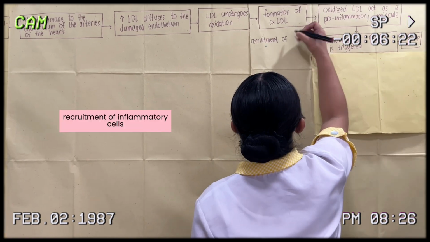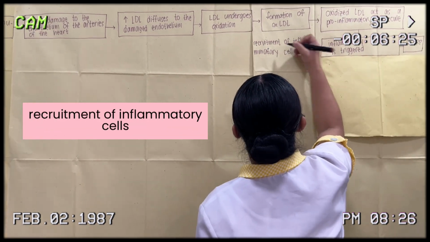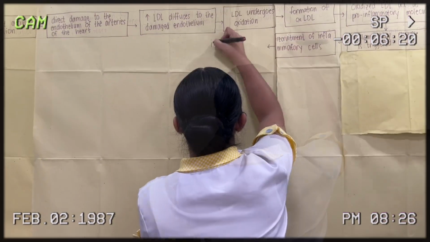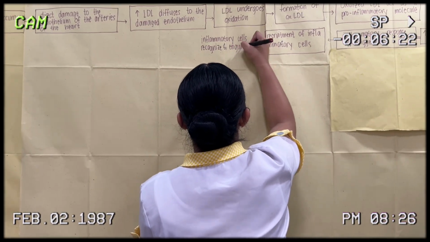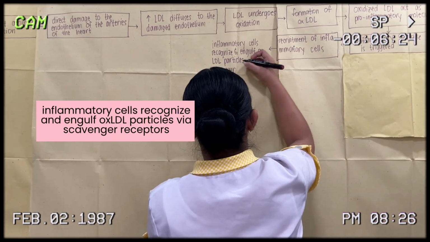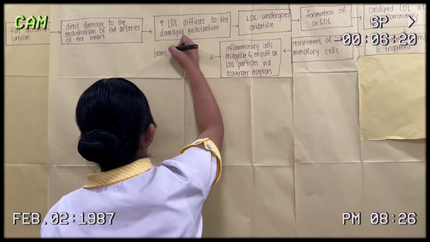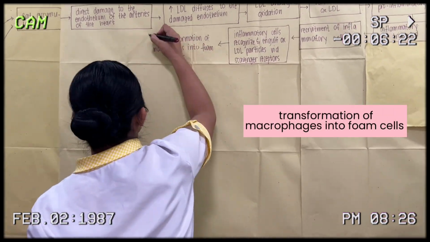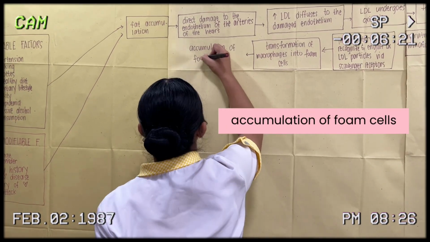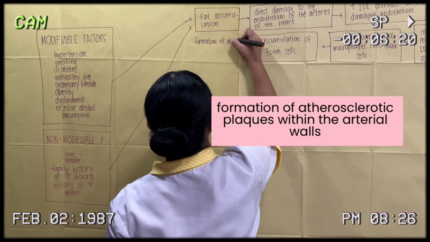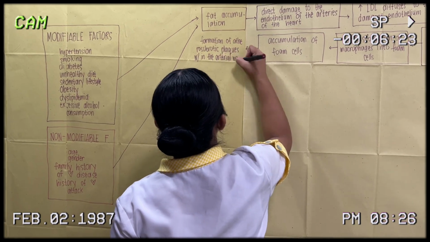Inflammatory cytokines attract monocytes which differentiate into macrophages within the arterial wall. These macrophages recognize oxidized low-density lipoproteins through scavenger receptors and engulf them, transforming into foam cells. The accumulation of foam cells within the arterial walls forms fatty streaks which progress into mature atherosclerotic plaques.